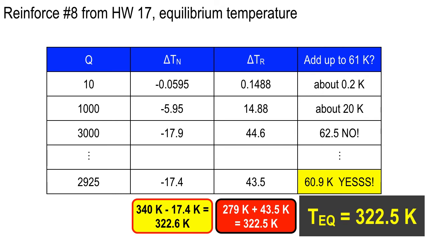All right? Now, as I mentioned, you don't have to use a table. You can just do a series of calculations in your notebook, and then try to find 61 and get your equilibrium temperature.